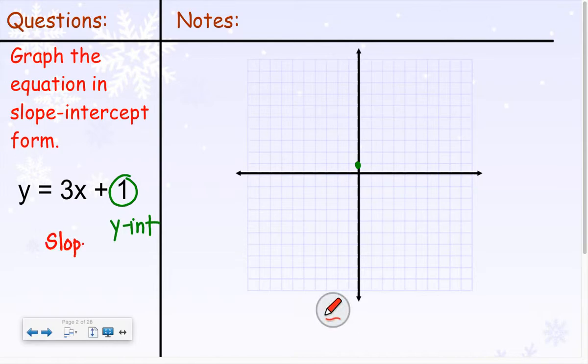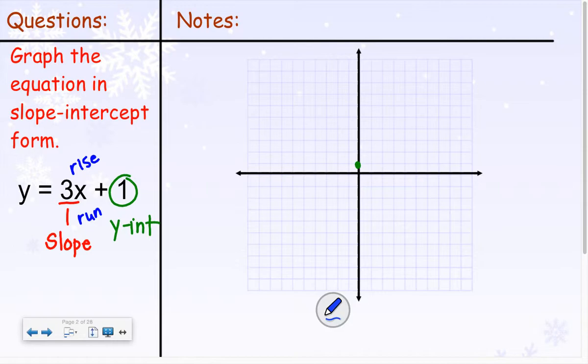Now I think it's easiest to rewrite 3 as a fraction, so 3 over 1, because I always have to do my rise and then my run. So I'm going to rise my top number, the 3, and run my bottom number, the 1. So 3 is my rise, 1 is my run.